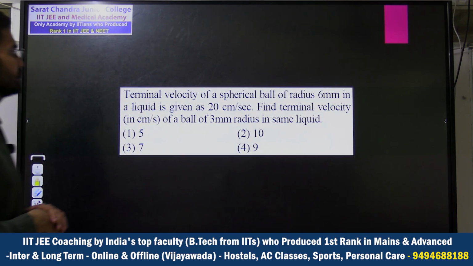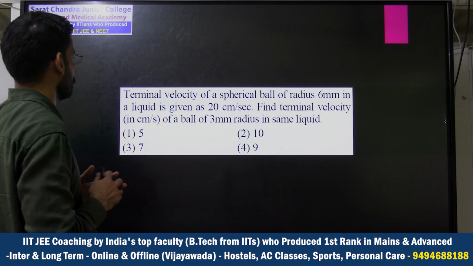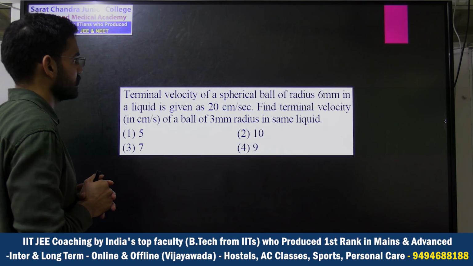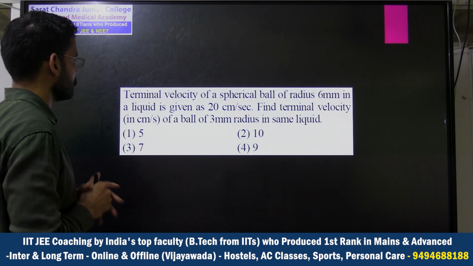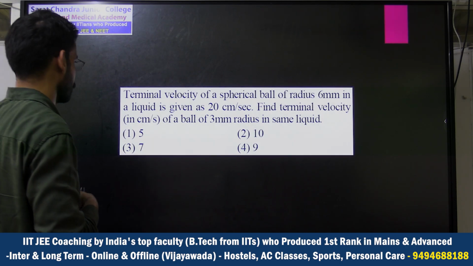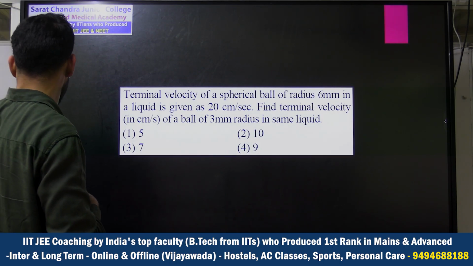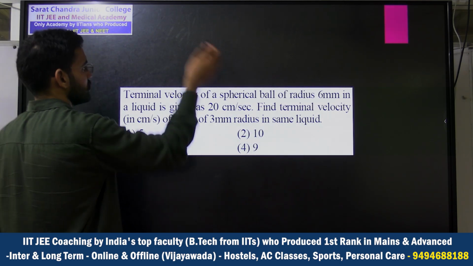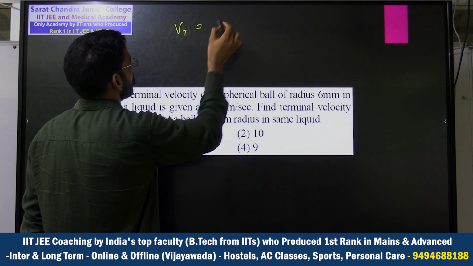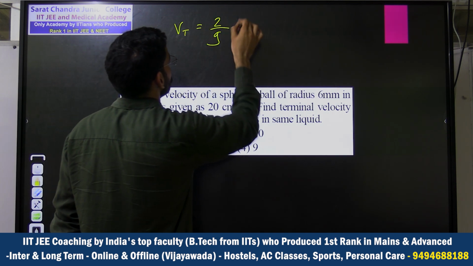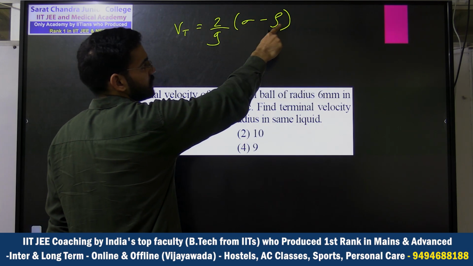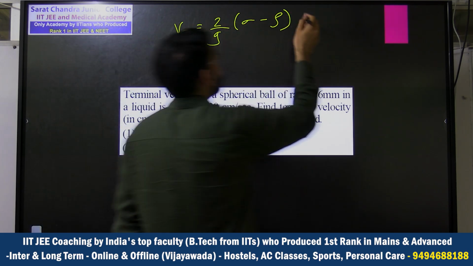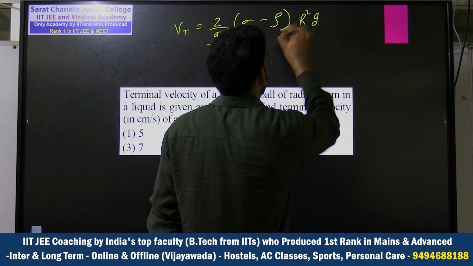Terminal velocity of a spherical ball of radius 6 mm in a liquid is given as 20 centimeter per second. Find terminal velocity in centimeter per second for a ball of 3 mm radius. So this is very easy. Just now we discussed the terminal velocity formula. What was that? 2 by 9, sigma minus rho, density of the body minus density of the liquid, into r square g by eta.